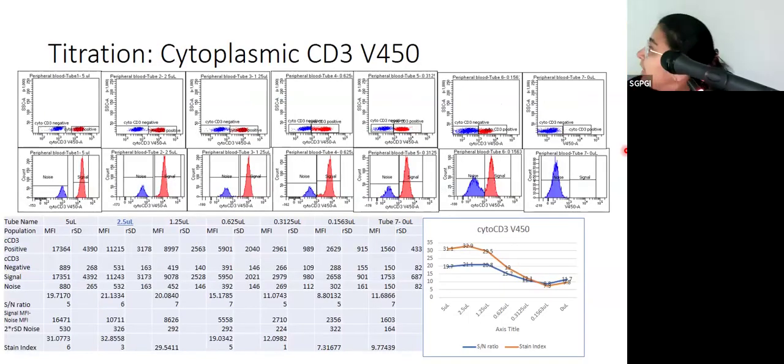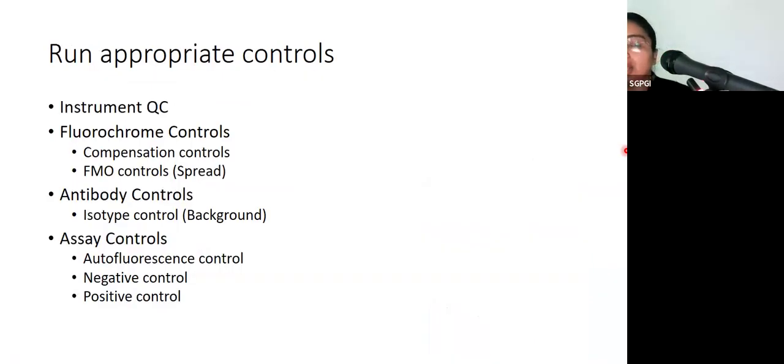For cytoplasmic markers, as I showed you, always when you're doing the titration, use the same processing steps as you're going to use when you process your samples. And for running controls, you have to use instrument QC. So for example, if you have a BD equipment, it will be CS&T beads, for Beckman it will be different. For fluorochrome controls, you do the compensation controls.